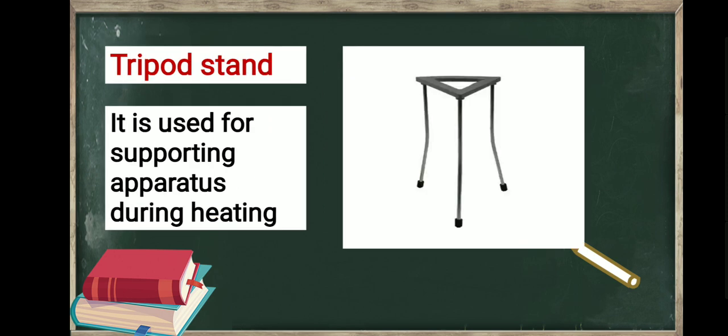The next one is the tripod stand. Tri means three and pod means legs. So the word is telling that it has three legs, and you can see as well it has three legs, and it is called a tripod stand. It is used for supporting apparatus during heating. Means whenever you are heating something on a burner, on a flame, you need a support for the apparatus, so at that time you will use the tripod stand.